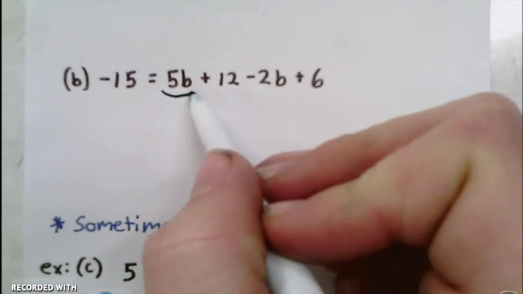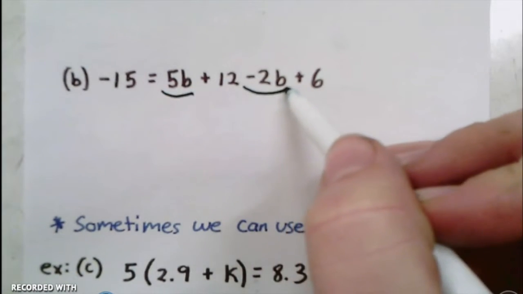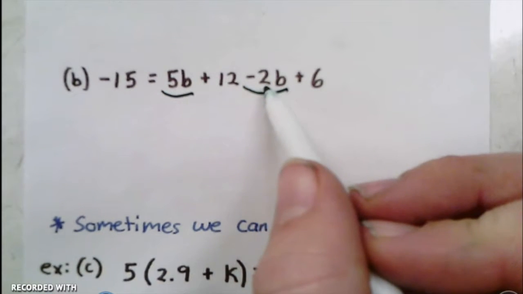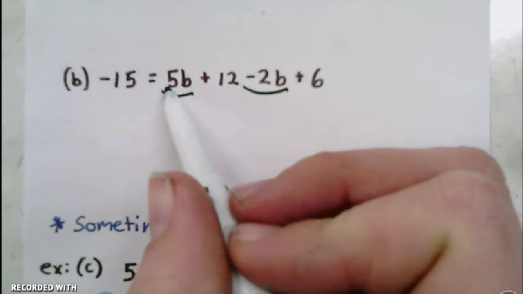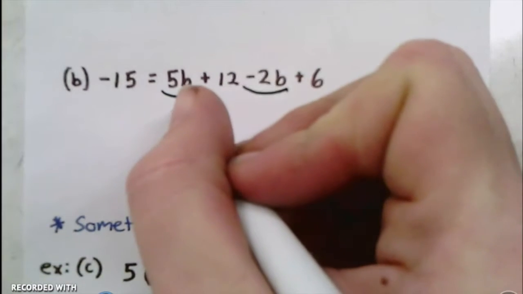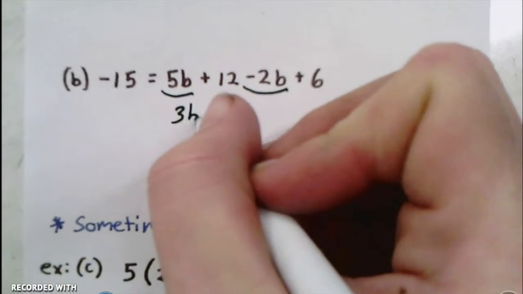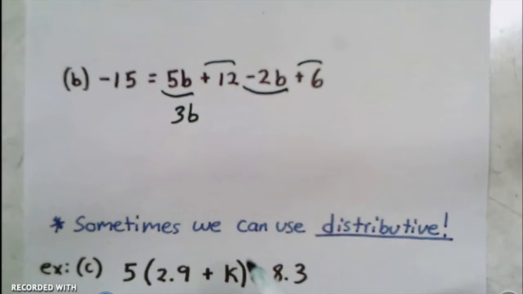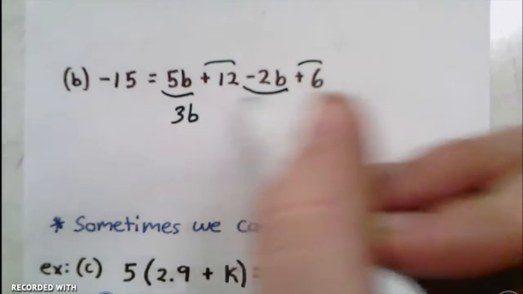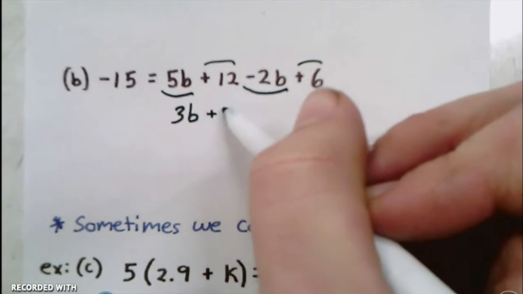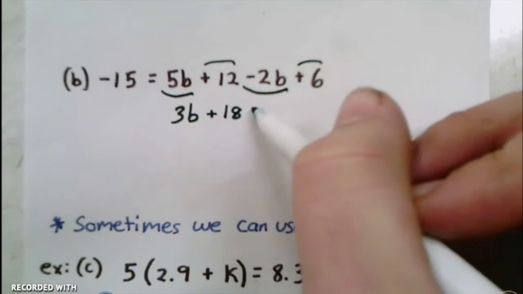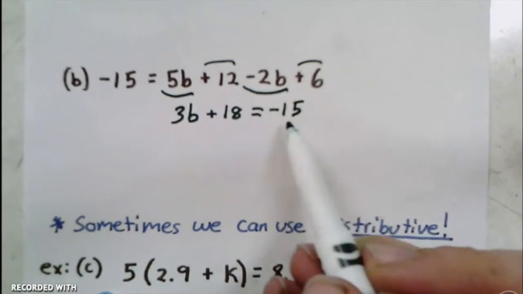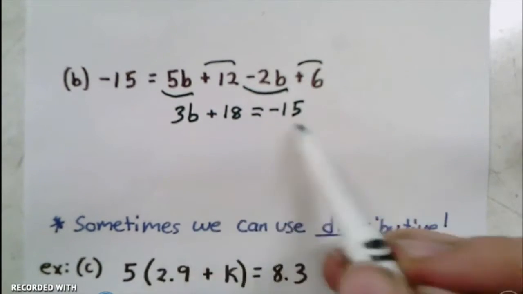But here I have 5b and I have a negative 2b. It's very important that I take the sign with whatever number is attached to the variable. So 5b minus 2b is going to give us 3b. And then I have positive 12 plus positive 6. They're both numbers, so they're like terms. 12 plus 6 is 18. And I'm going to say that they equal negative 15. It's okay to switch which side you have your answer on of the equation.